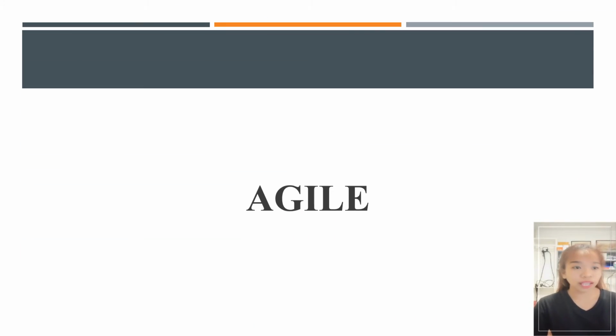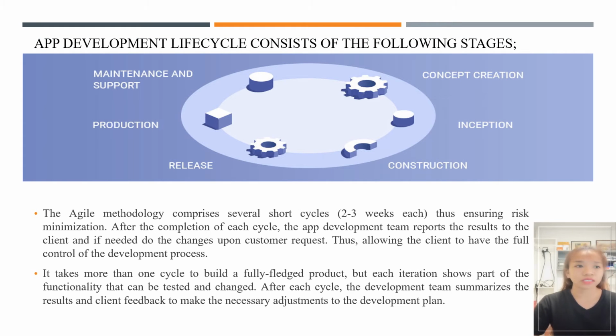Agile. So what is Agile? Here, the Agile methodology comprises several short cycles of two to three weeks, thus ensuring risk minimization. After the completion of each cycle, the app development team reports the result to the client and, if needed, makes changes upon customer requests, thus allowing the client to have full control of the development process.